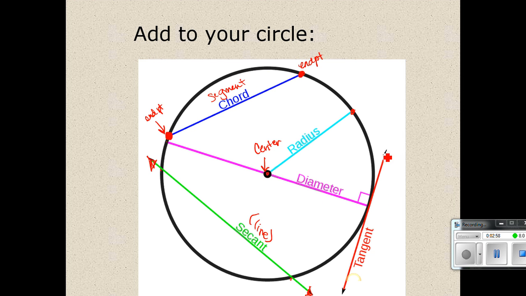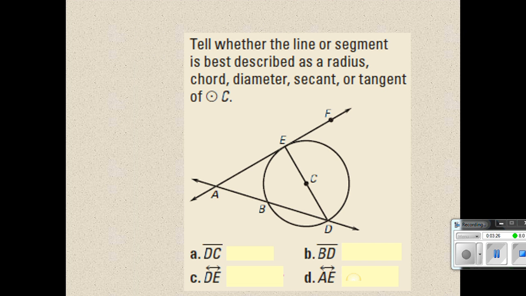Okay? And then a tangent is also a line. Okay? And it is on the outside of the circle and it only touches the circle in one point. That's called the point of tangency. So it only touches the circle on the outside one time. Okay, so that is a visual representation of all of those words. So hopefully that helps with the definitions.